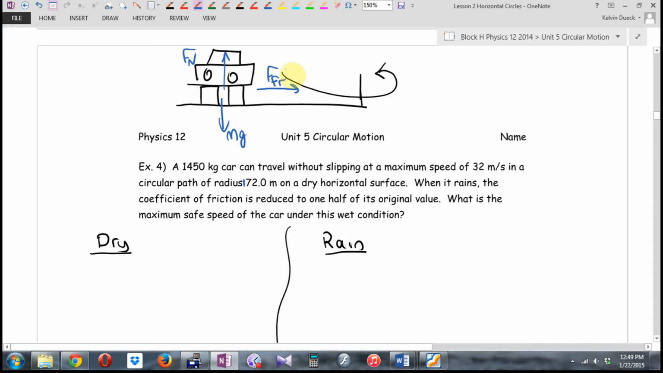What's my equation? Let's go to the rainy side because it wants us to find the maximum safe speed under this wet, rainy condition. I suspect we'll get partway through, come to a halt because we're missing a piece of information, and maybe be able to figure it out from the dry side. But let's start the rainy side. Vertically, who's winning? No one. Horizontally, who's winning?